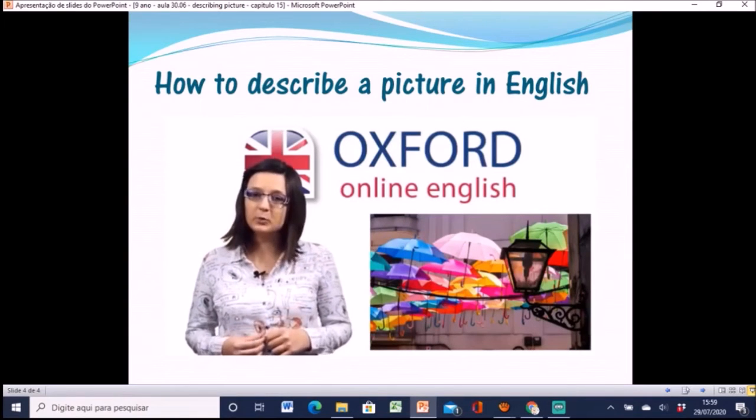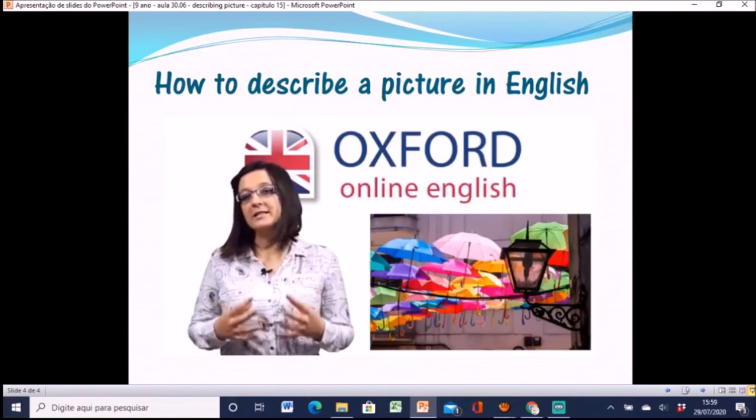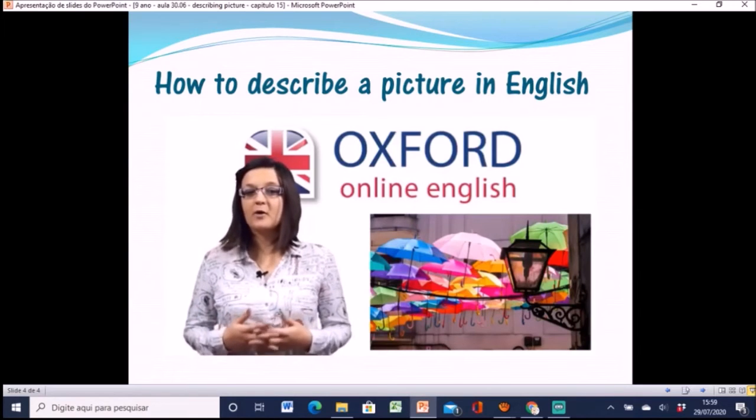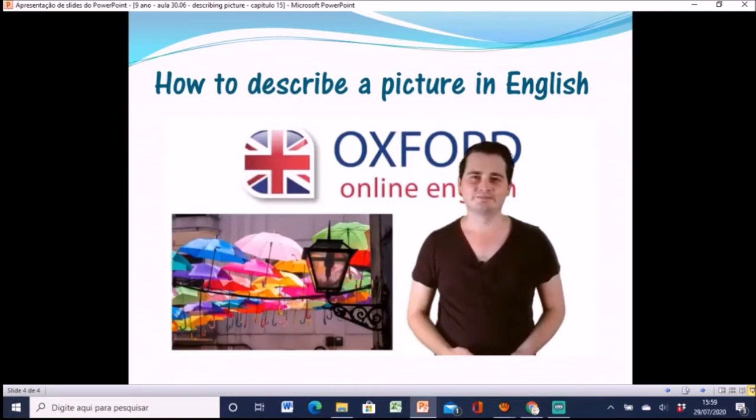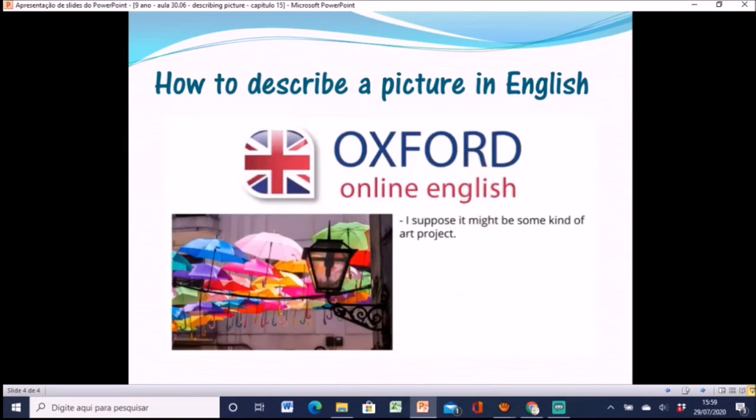Speculating can help you to make a longer, more detailed answer when talking about a picture. Let's do an example. I suppose it might be some kind of art project. Maybe one person put an umbrella up there as a joke, and then other people started doing it too.